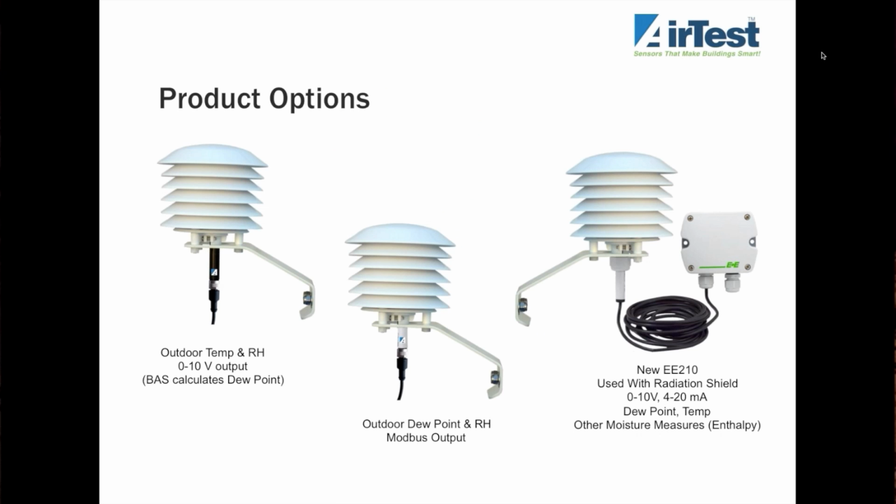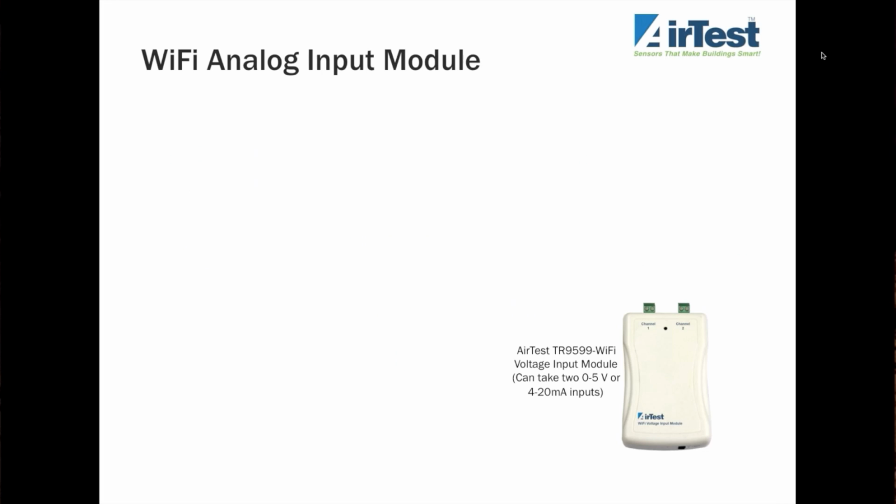For us, we have three different product options. One that provides a temperature and humidity output, 0 to 10 volt. Another one that provides a Modbus output, where the dew point is calculated, temperature is calculated. And a third option, which actually will provide you with an analog output of dew point and temperature, or even if you still want to measure enthalpy, it will give you an enthalpy calculated measurement.